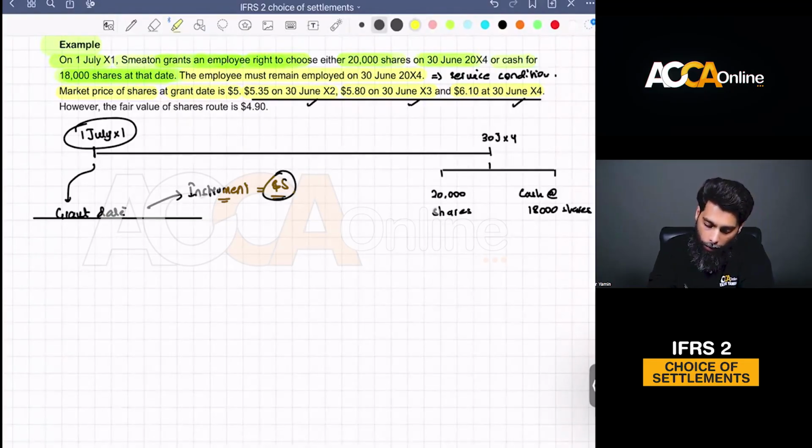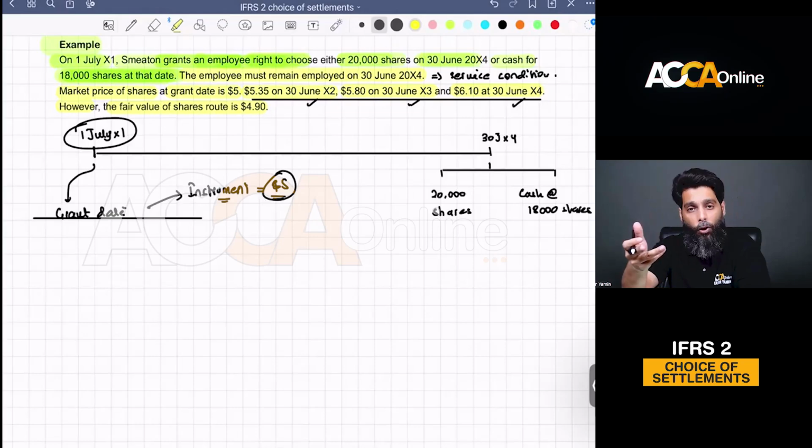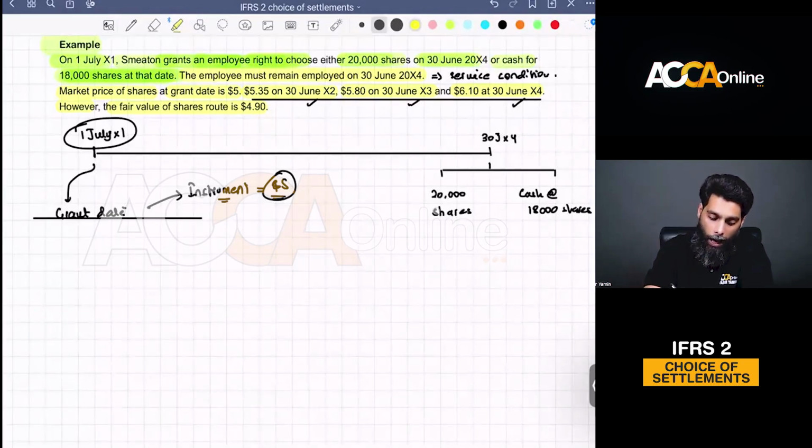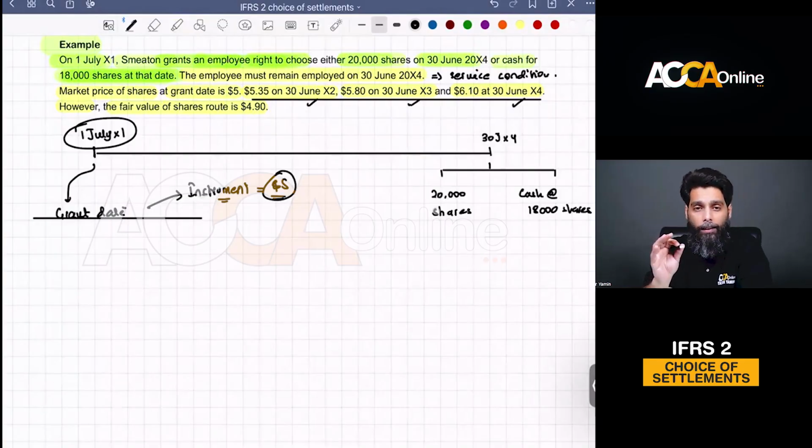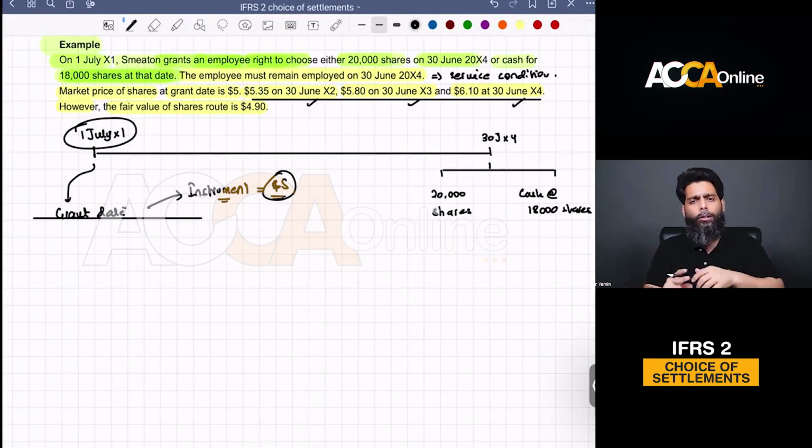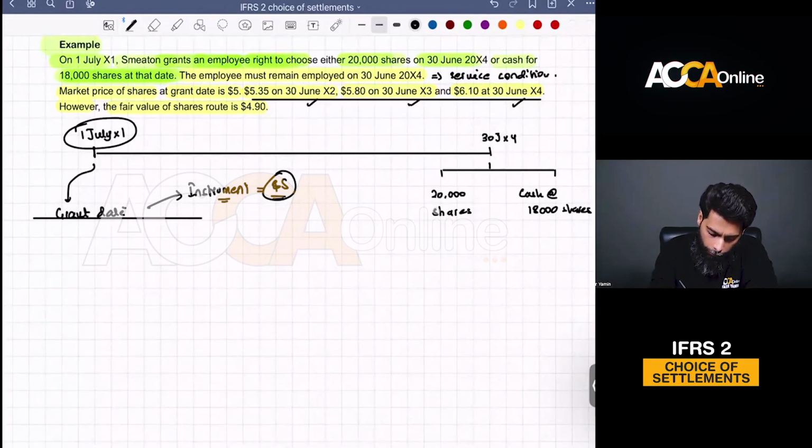The examiner says, however, the fair value of the shares route is 4.90. Now just understand how we are going to determine. Please look at me very carefully. The holder of the option could simply go for shares and get some portion of equity in the entity, that's a bigger thing, or the holder could go for cash. Now, if an employee settles for shares, then what will be the scenario?